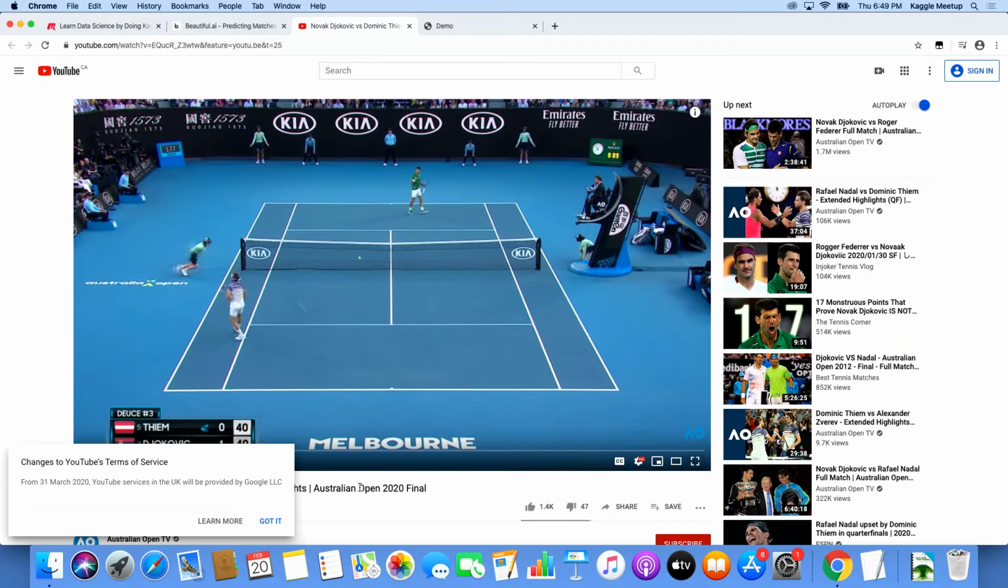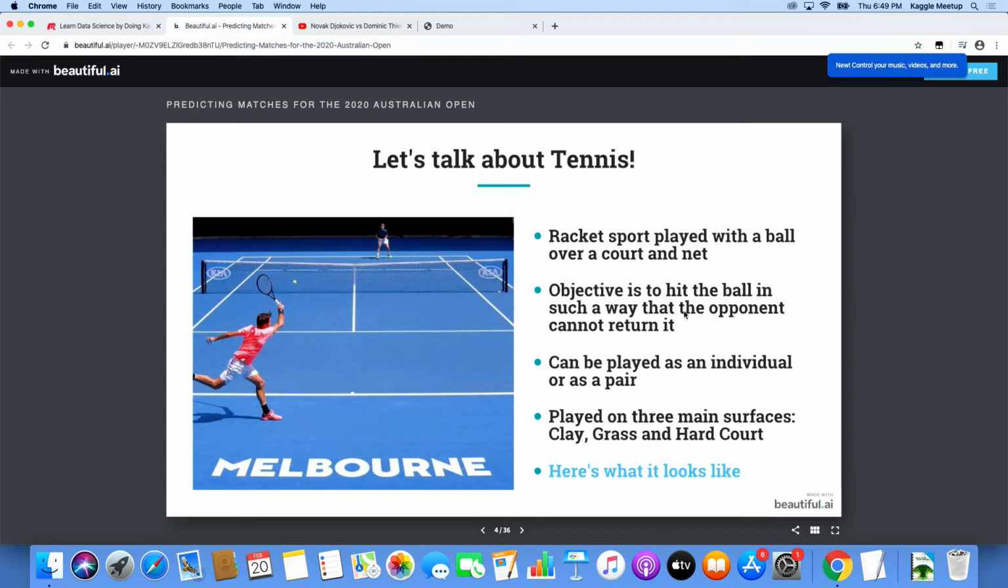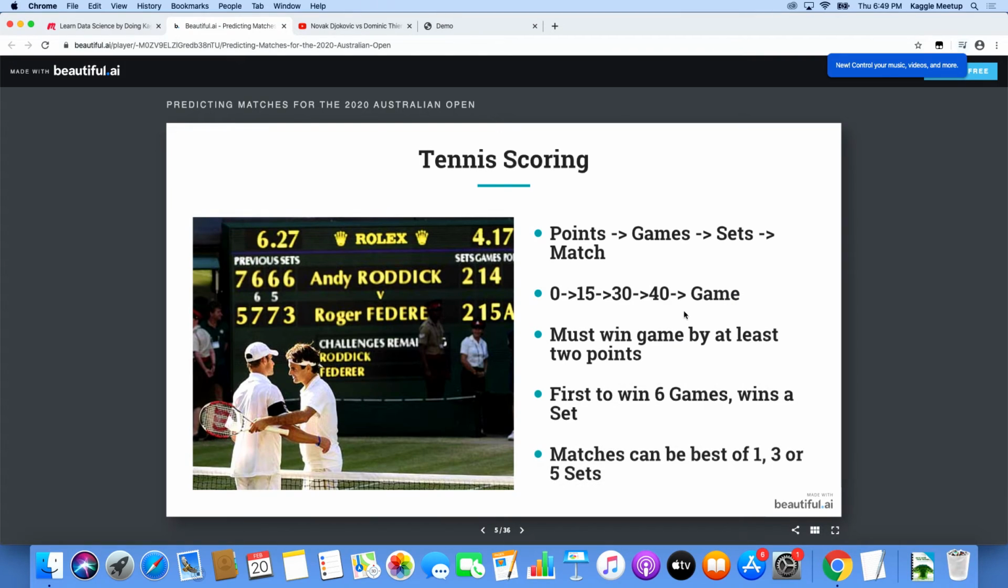But that's hopefully a visual illustration. It's a very dynamic sport. To me, it's very interesting. It's something I'm passionate about. So in terms of tennis scoring, it's a little bit weird. They don't just count 1, 2, 3, 4, 5, 6.